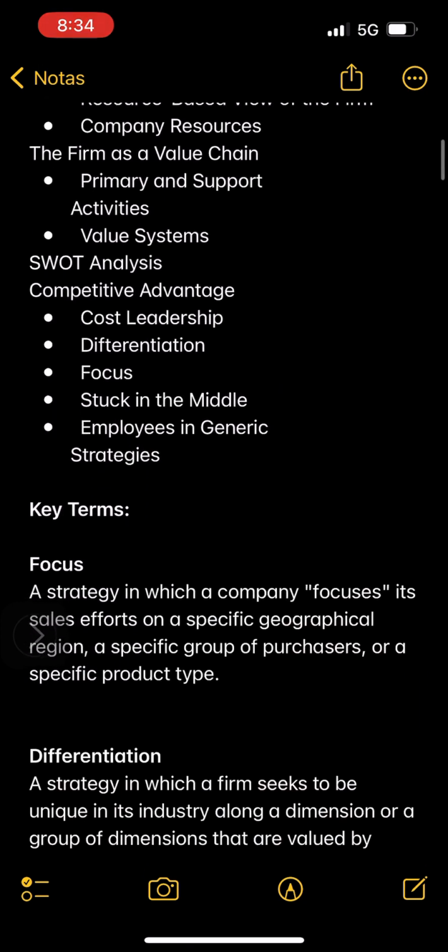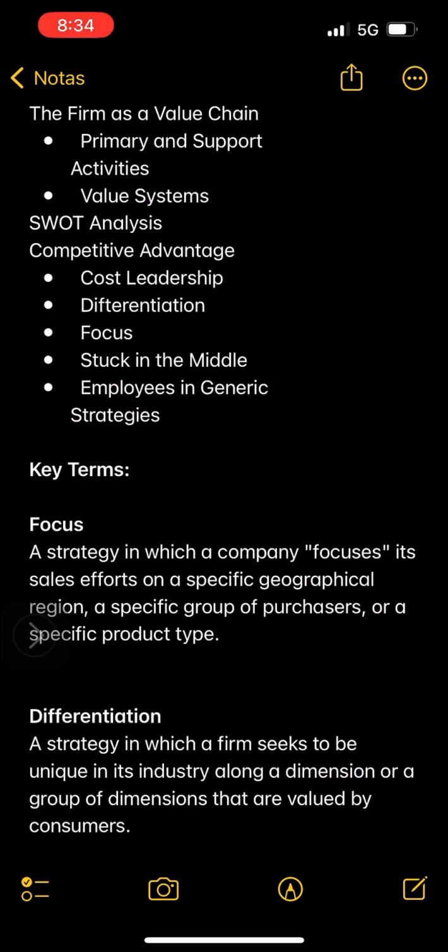Primary and support activities. Value systems. SWOT analysis. Competitive advantage. Cost leadership. Differentiation. Focus. Stuck in the middle. Employees in generic strategies. Key terms.